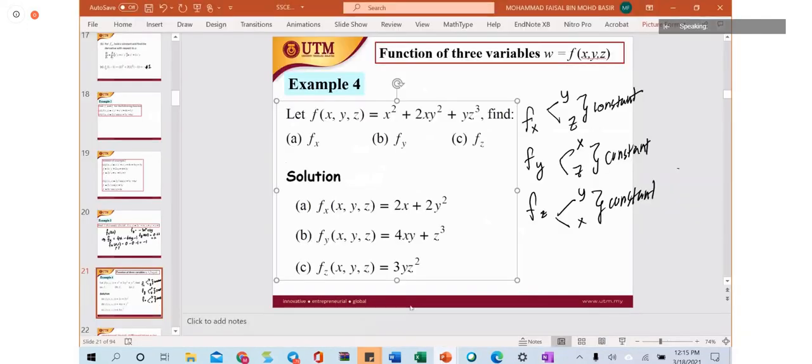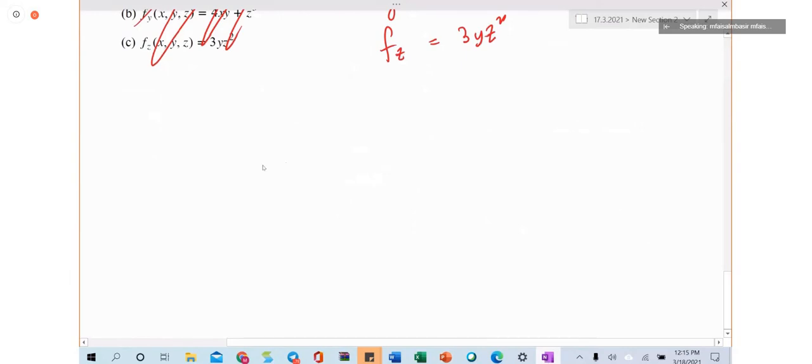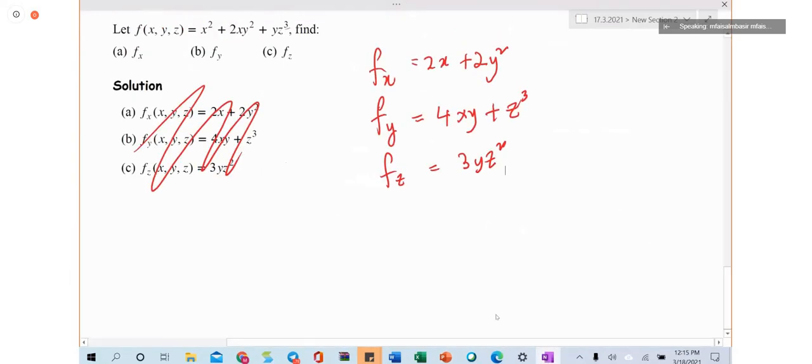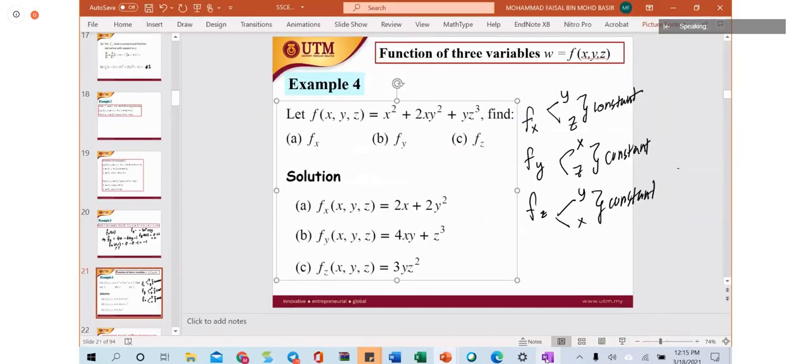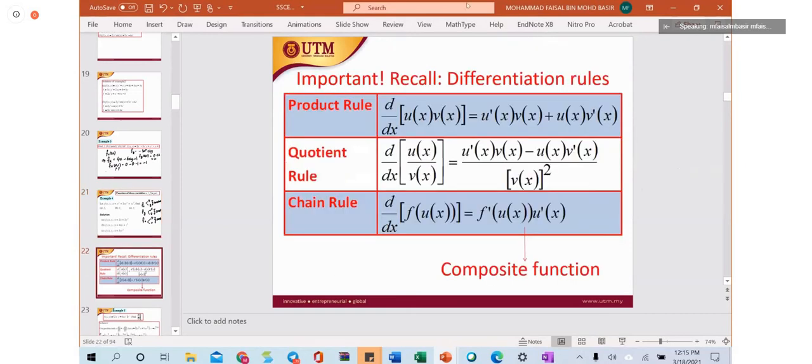Okay. So we see back whether our answer is correct or not. Okay, any question for this? Anybody got any confusion? You can raise up your voice. Okay? Okay. Important to recall.